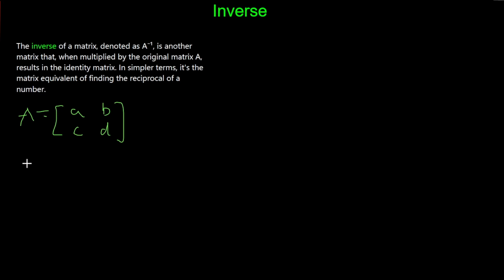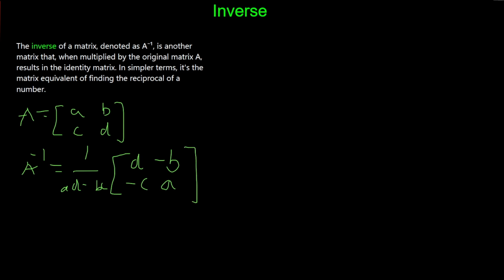So the inverse of the matrix is defined by this formula: 1 by AD minus BC, which is nothing but the determinant of the matrix, multiplied by D, minus B, minus C, and A. So this is the formula for the inverse of a matrix. So let's see how we get this formula.